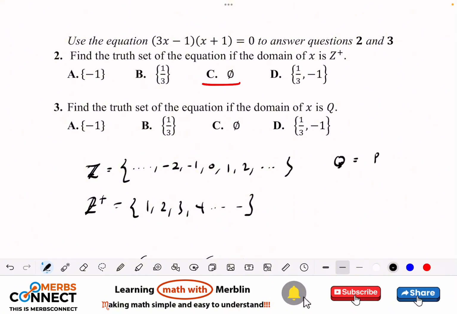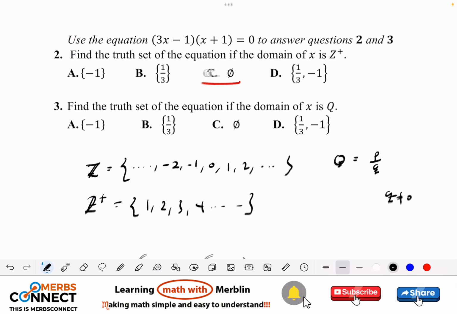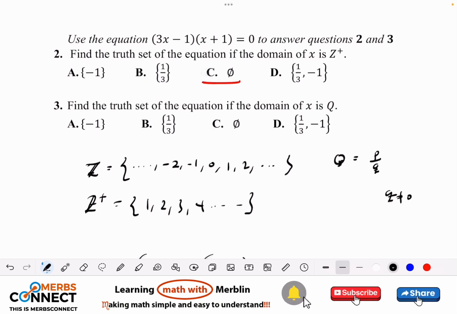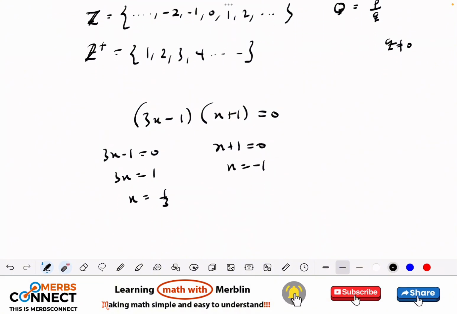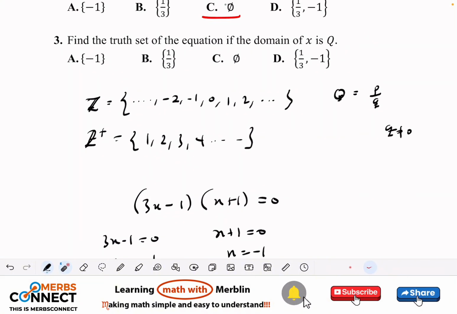A rational number is like P over Q, where Q is not 0, right? So any number can be written as a rational number. We can see that this one here, 1 over 3, is a rational number. So we can see that option B is here.